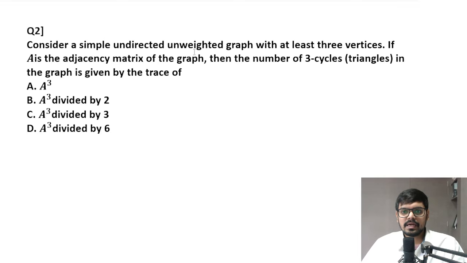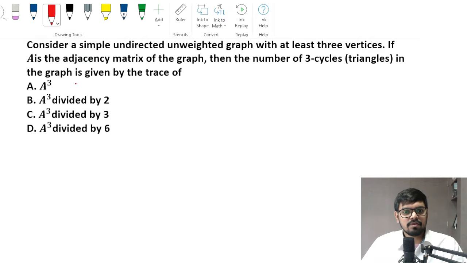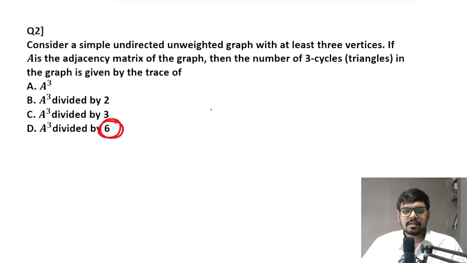Consider a simple undirected unweighted graph with at least 3 vertices. If A is the adjacency matrix of the graph, then the number of triangles in the graph is given by the trace of what? Straight away you will remember, sir, class notes. Straight away you will mark. What is the answer? Yes, trace of A cube by 6. So why trace of A cube by 6? Because that triangle is repeated 6 times.